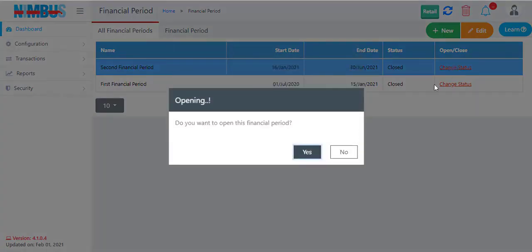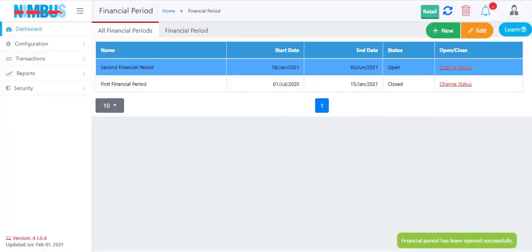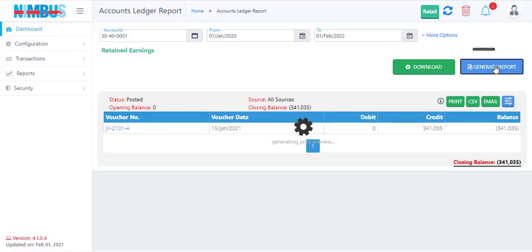Next, whenever I open up a closed financial period, the previously made voucher will be deleted automatically, its effects will be deleted and a new voucher will be generated.